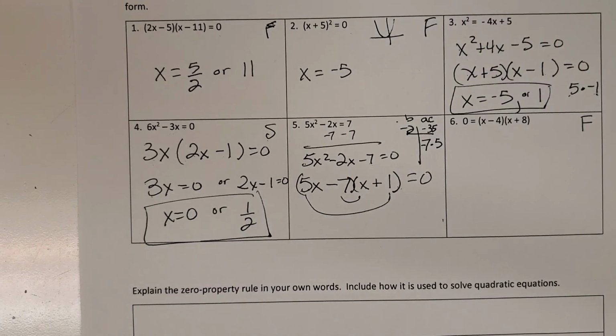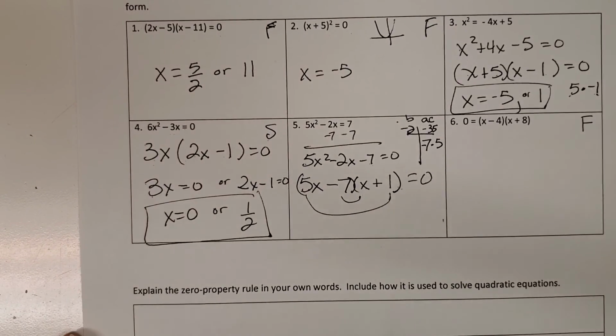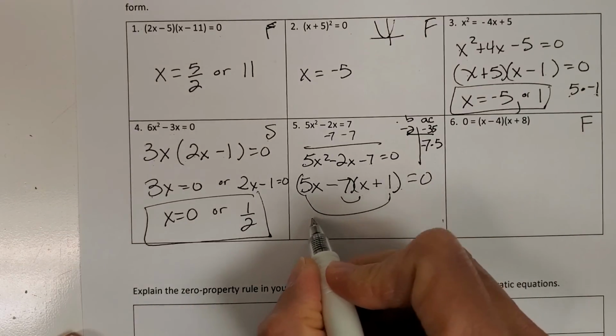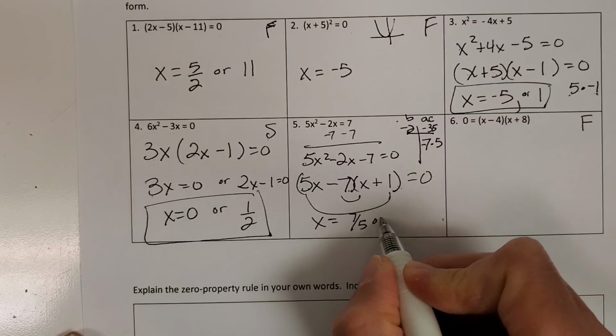Remember, I'm not done. When I'm factored, that's just the hint that, okay, now it's ready, time to use the zero property rule. So I say x equals 7/5, right? Or negative 1.